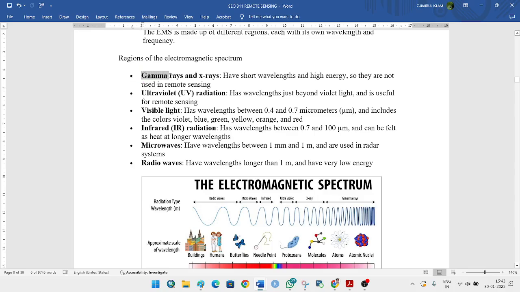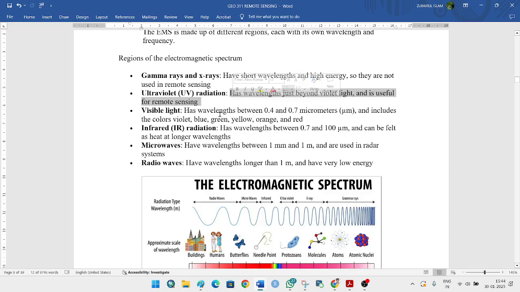The first part is gamma rays and X-rays, which are very short wavelength. They have high energy. So these are not used in remote sensing. Ultraviolet rays are also useful for remote sensing, but much of ultraviolet radiation is being absorbed by ozone.